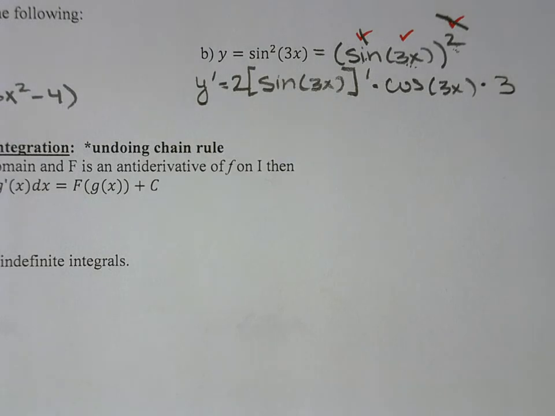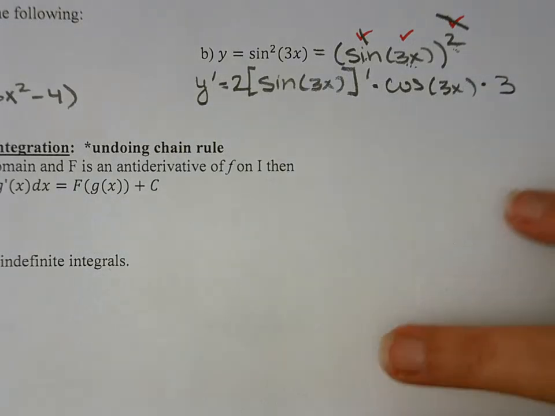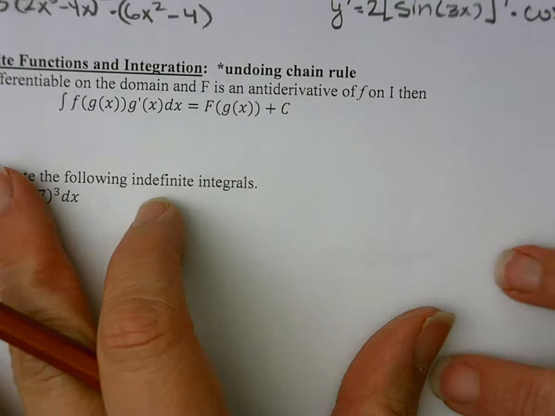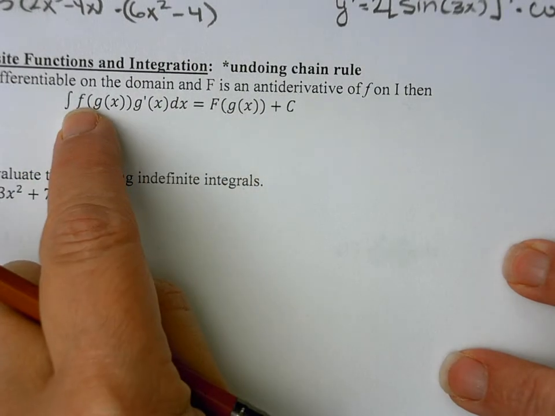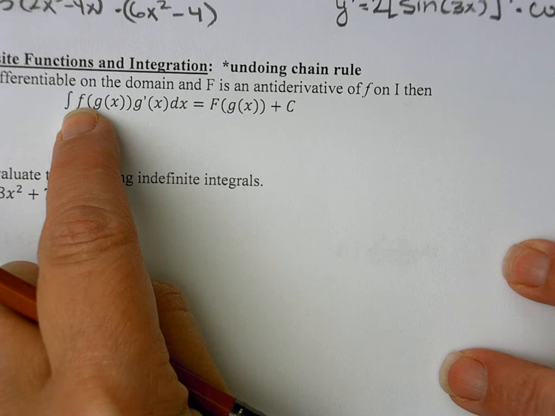All right, so that's just a review, because that's going to help us with, okay, how do I now undo chain rule? How do I undo chain rule? So if we take a look at this, this is chain rule right here, right? We're using lowercase f to indicate that's a derivative. So lowercase f meaning the derivative.